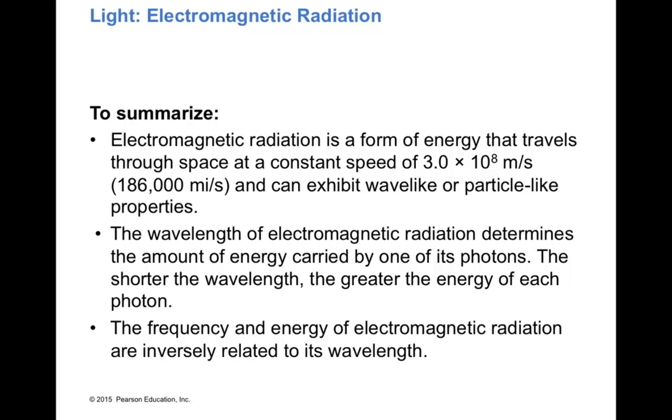The frequency and energy of electromagnetic radiation are inversely related to its wavelength. Frequency and energy are directly related, while compared with the wavelength, they are inversely related. A higher frequency means higher energy but a shorter wavelength, or a lower frequency means lower energy and a larger wavelength.